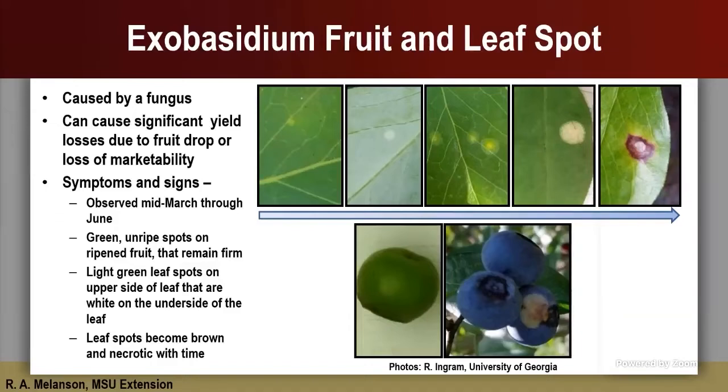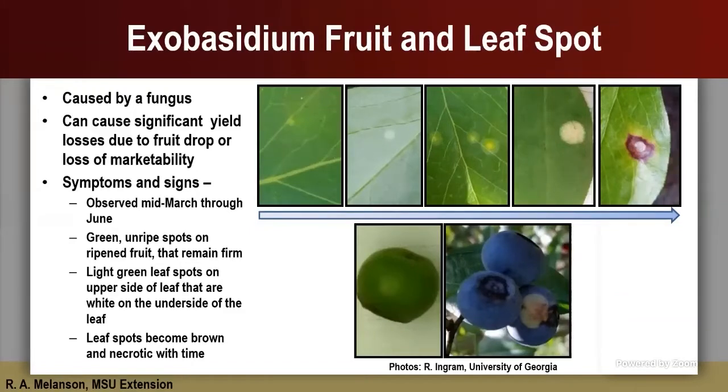And so symptoms of this disease are commonly observed from mid-March through June. So there is still time to see and determine if you may have this disease present in your plantings. The symptoms start out as green unripe spots on the ripened fruit. And you can see the timeline from early symptom development through the advanced symptoms, where the brown lesion in the photos on the far right may be mistaken for a number of other diseases. So commonly, this is an easy disease to identify. That fourth picture on the top row is commonly what I get questions about and photos sent to me asking what the problem is.